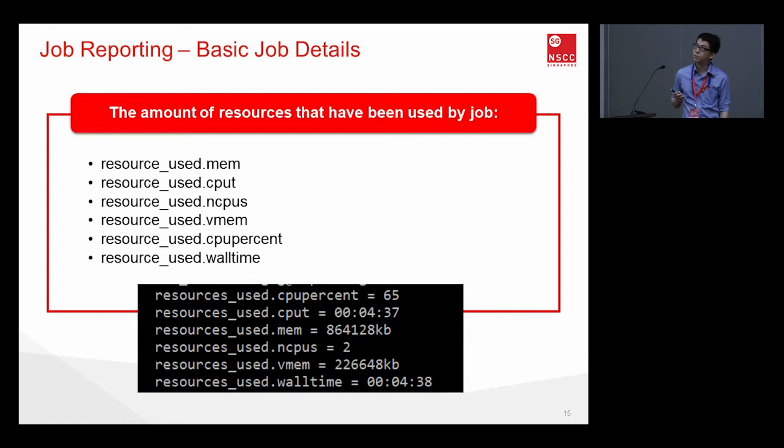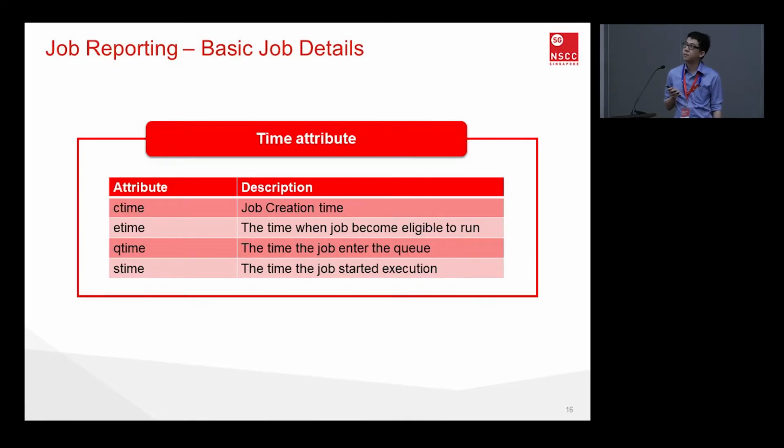But I just want to mention one thing for the CPU percent. The CPU percent depends on the number of CPUs that you requested. If you request more than one CPU, and your job is fully utilizing all the CPUs, you should expect a value of more than a hundred, because it's actually based on the number of CPUs that you requested. So if you request 16 CPUs, the maximum value you should get is 1600% instead of 100%.